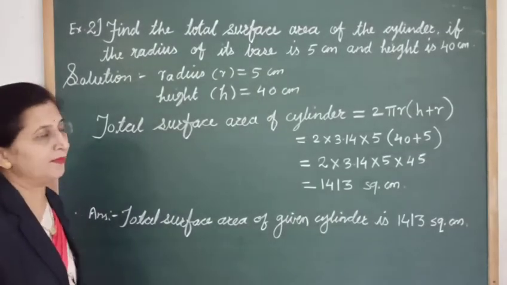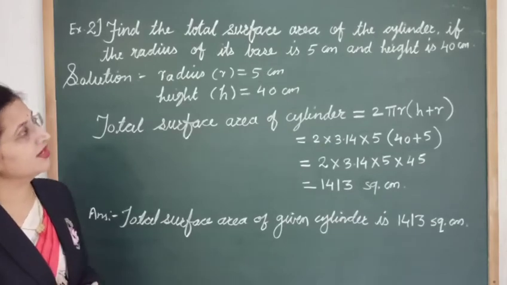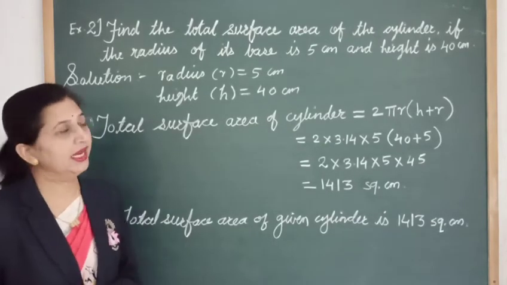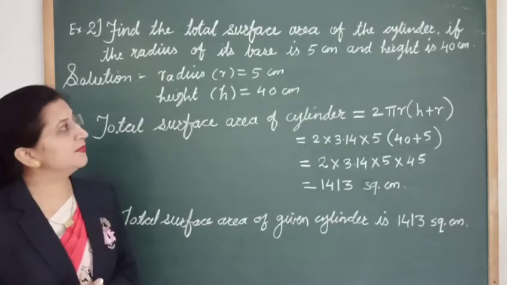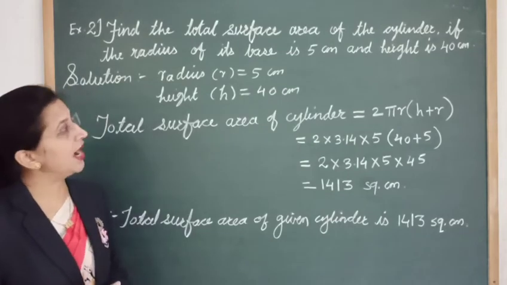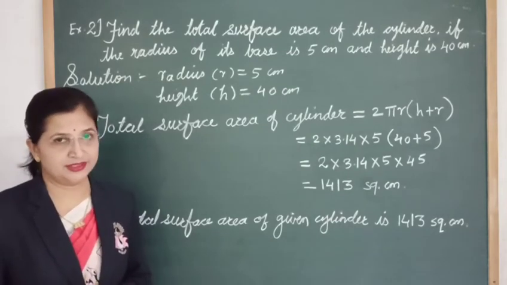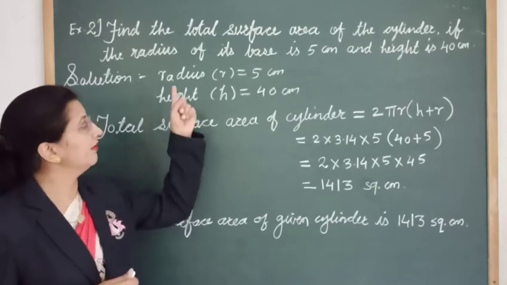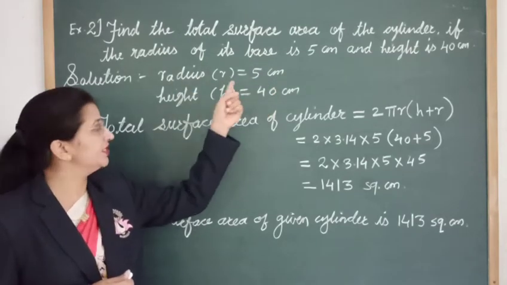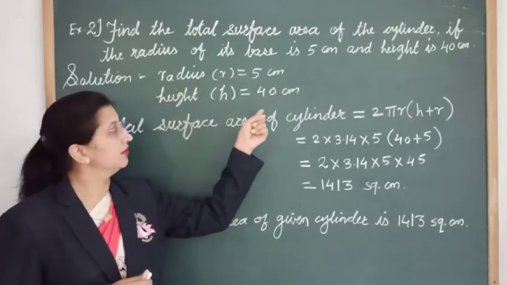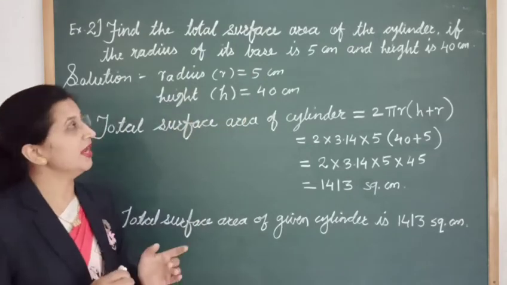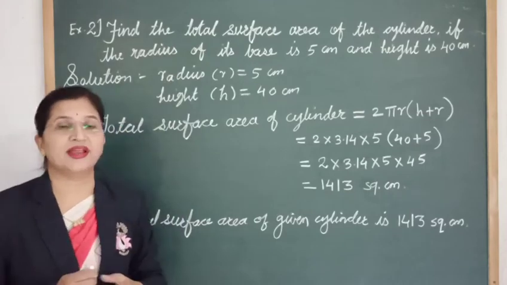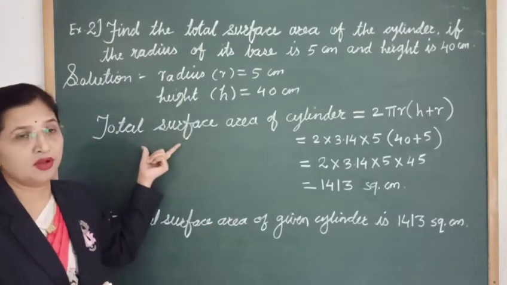Let's see one more example. Find the total surface area of the cylinder if the radius of its base is 5 cm and height is 40 cm. Here we are given the radius, 5 cm, and the height h, 40 cm. We are asked to find the total surface area, so we use the formula.